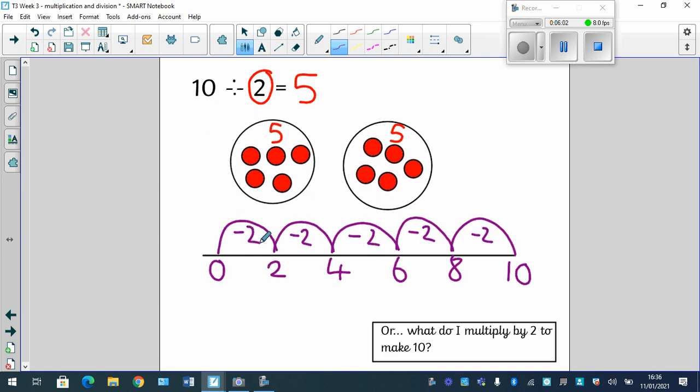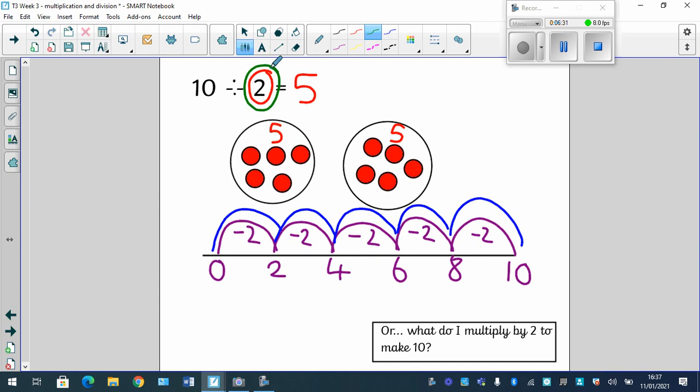Let's see if I've got 5 jumps. 1 jump, 2 jumps, 3 jumps, 4 jumps, 5 jumps. 10 divided by 2 equals 5. The other way to think about our division is to think about the opposite question. What would the times table be? What would I multiply by 2 to make 10? And that way we can use a fact.